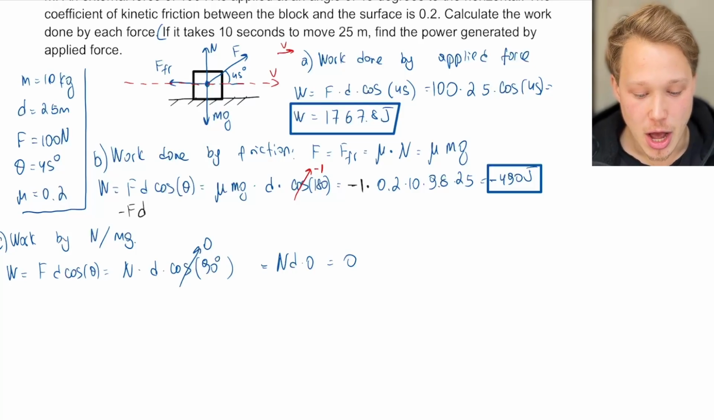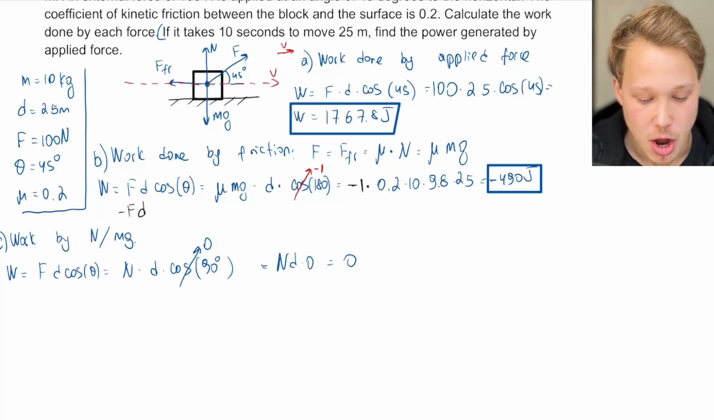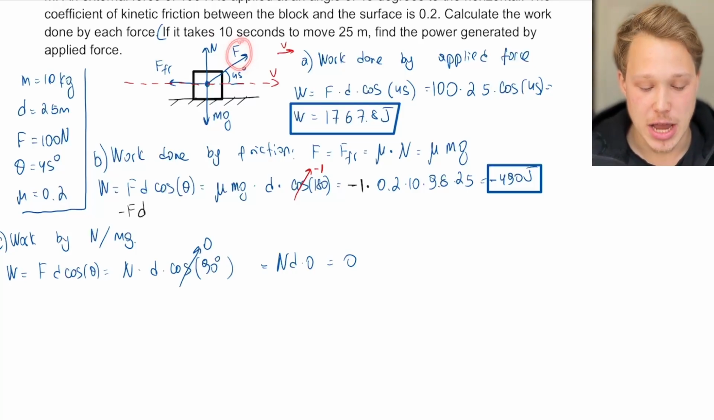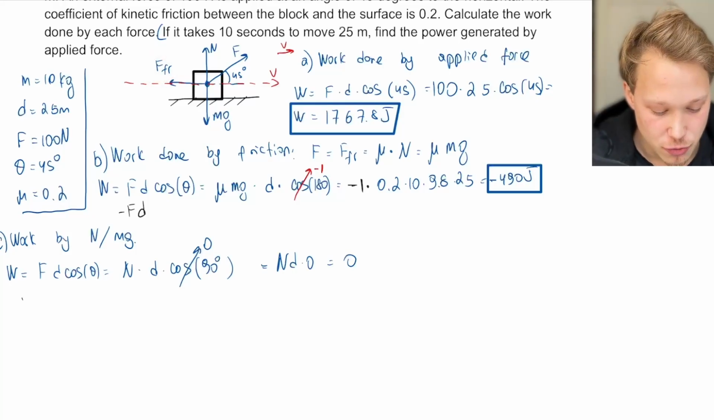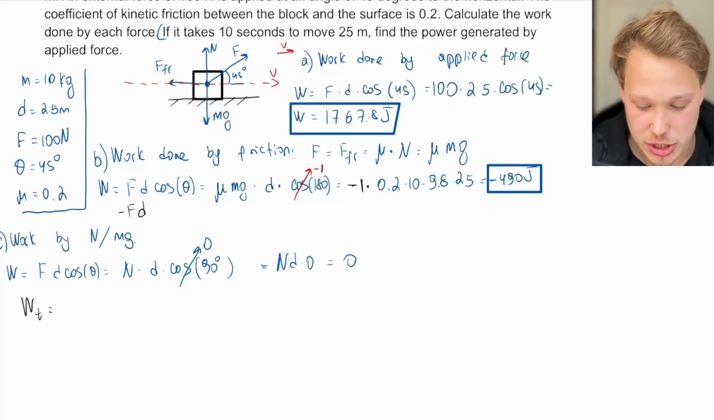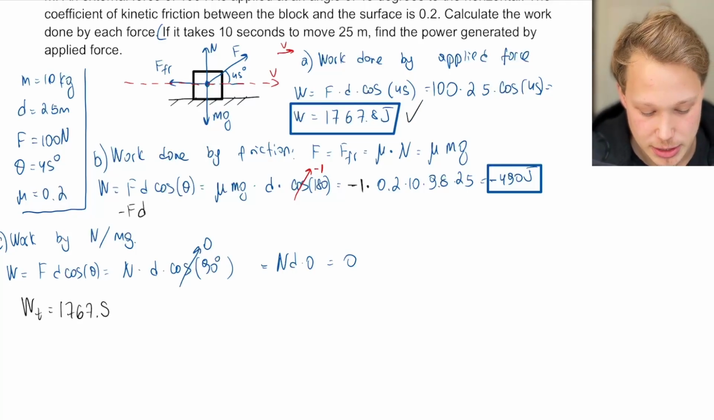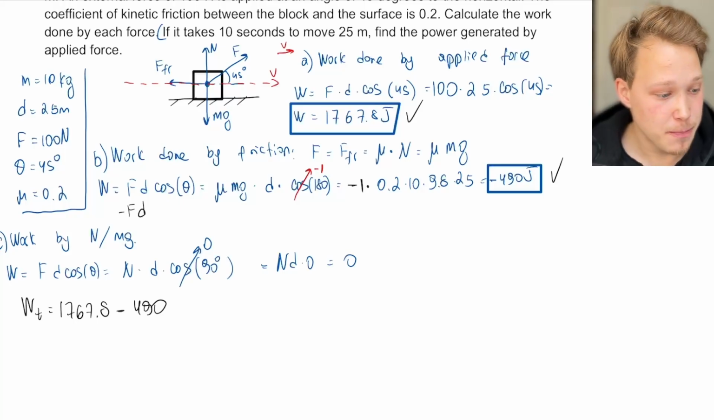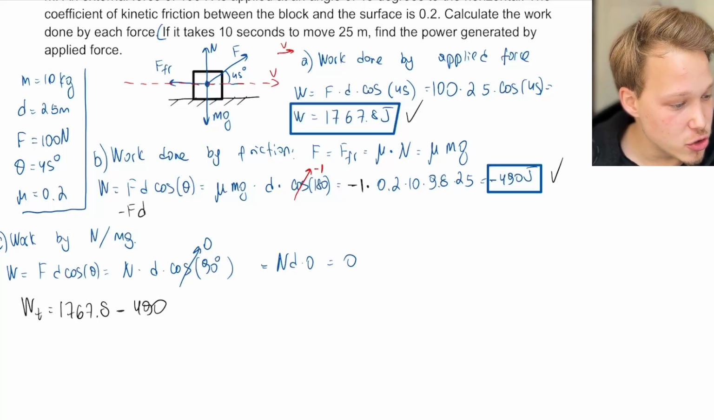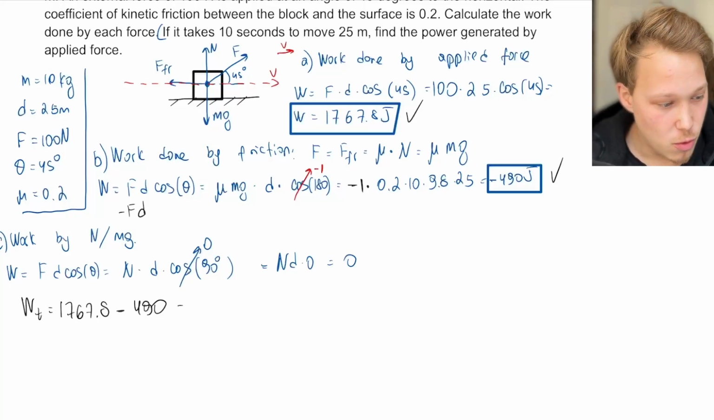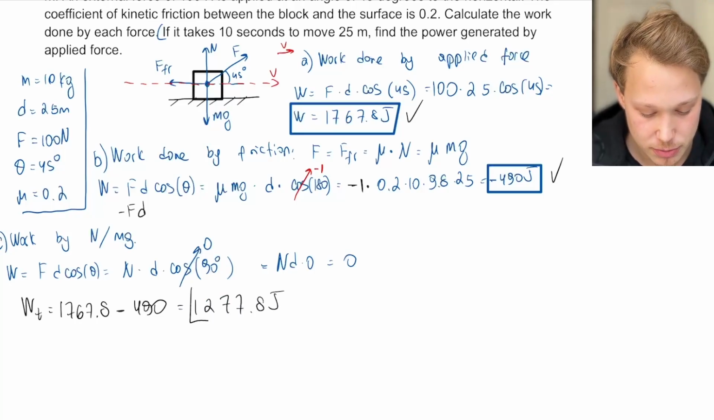The only forces that are doing the work are this applied force F and the friction force right here. So to find the total work, we can just sum work done by the applied force, 1767.8, minus 490, work done by the friction. And the final answer is going to be 1277.8 joules.